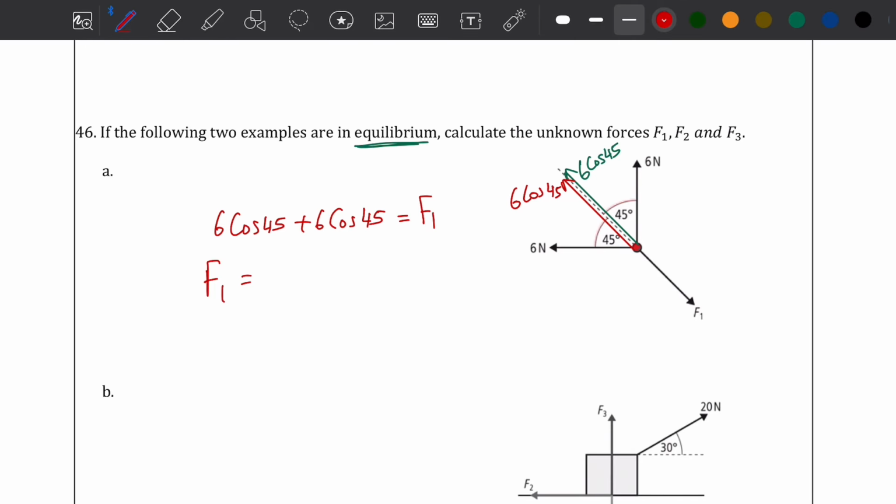6 cosine 45, we have to do it 2 times. We get this as 8.485, so we can write it as 8.49 Newton. So that is F1.